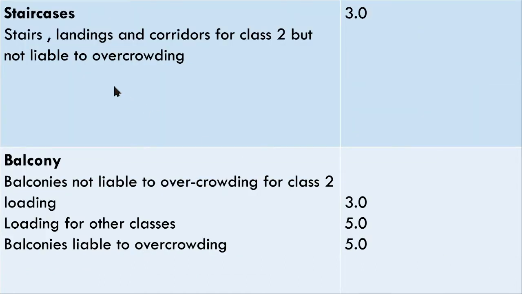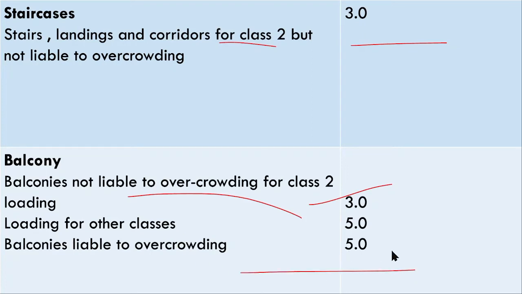Staircases, stairs, landings that are also part of stairs and corridors for class 2 buildings is 3 kN per meter square. After that there are balconies that are not liable to overcrowding. Jahan pe overcrowding nahi hogi wahan pe aayega 3 kN aur jahan pe overcrowding hogi wahan pe aayega 5 kN per meter square. Aur baki other classes ke liye, ye class 2 hai, class 2 ke liye 3 hai aur other classes ke liye 5.